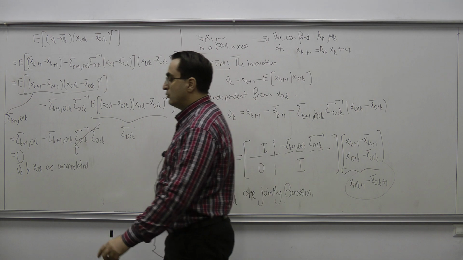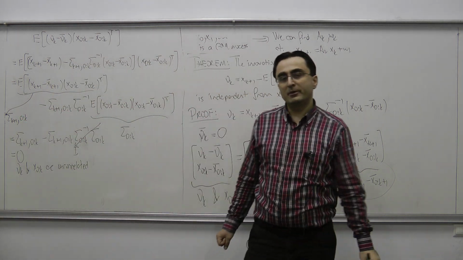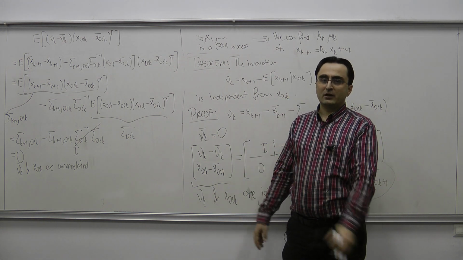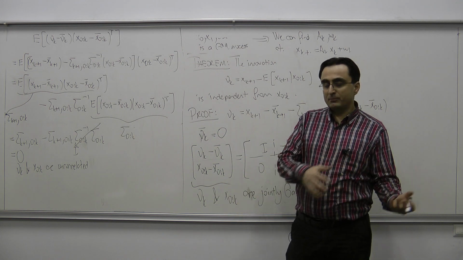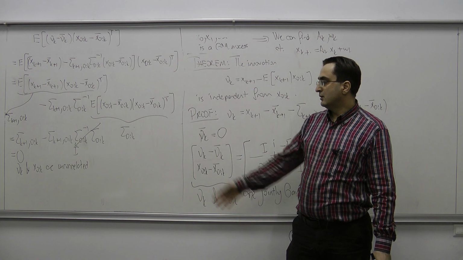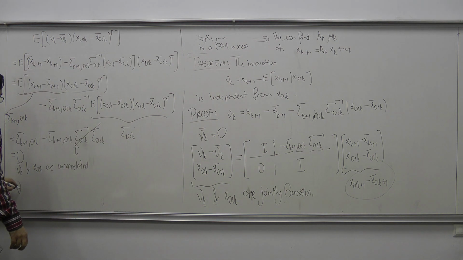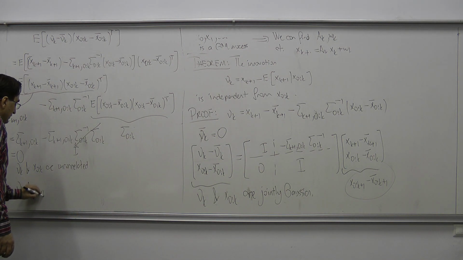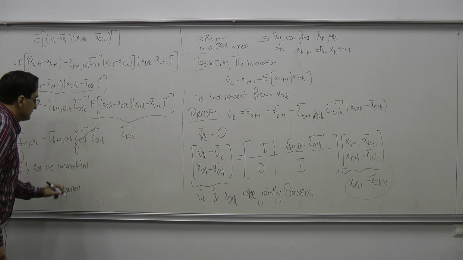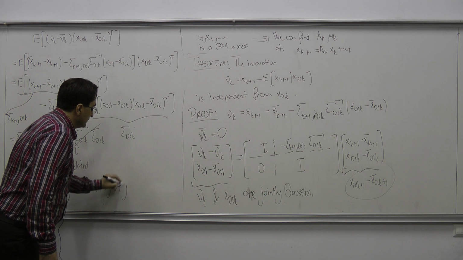But remember, when we have Gaussianity, uncorrelated implies independence as well. In general, independence always implies uncorrelatedness, but the reverse implication is only possible under the Gaussian case. But here we have the Gaussian case. That means that nu k and x0k are independent, since they are jointly Gaussian.